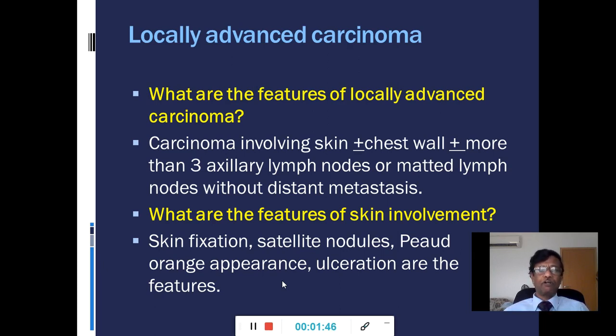Peau d'orange appearance, that is orange peel appearance, also will be seen as a skin infiltration of the carcinoma of the breast when the dermal and subdermal lymphatics are blocked by the malignant cells. This peau d'orange appearance may appear over the blocked area of the skin. The ulceration also, whether small or big, is suggestive of skin involvement.